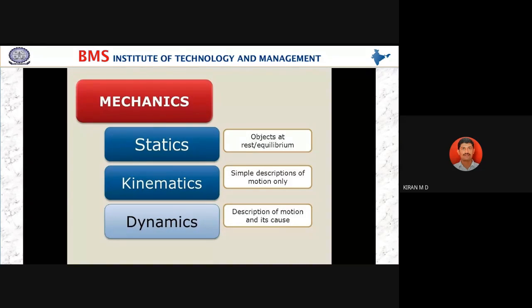The best example of static components is structures, or structural elements. For example, bridges, buildings, even the supporting devices of machines, such as the chassis of a vehicle. That will not transfer any motion. It will only give support to all the components and transfer the forces.